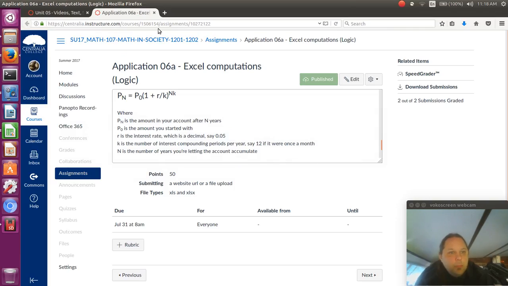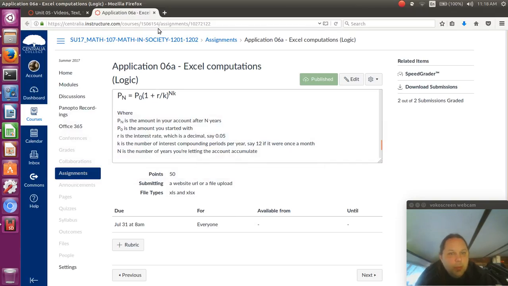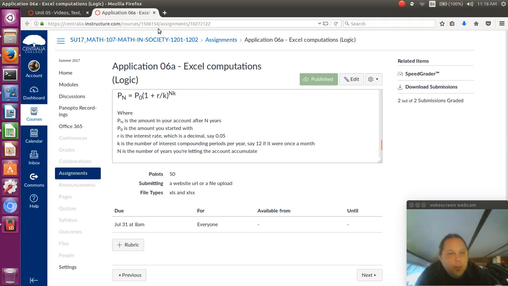P0 is how much I start with. Let's say I start with $100. R is the interest rate. Let's say it's 5%. Set it at 0.05. K is the number of compound periods per year. Let's say it's 12. N is the number of years. I don't know, how many years do we want? Let's wait 5 years.